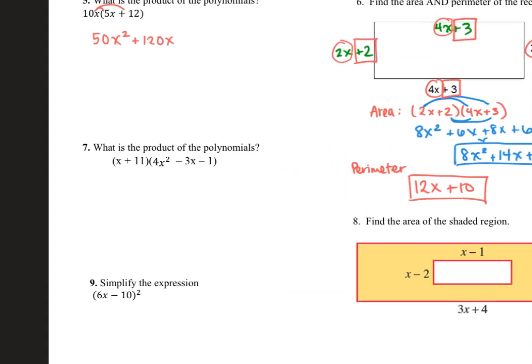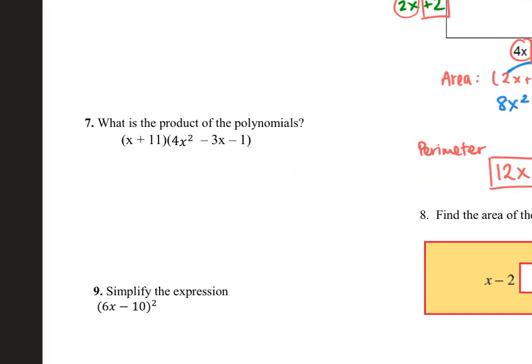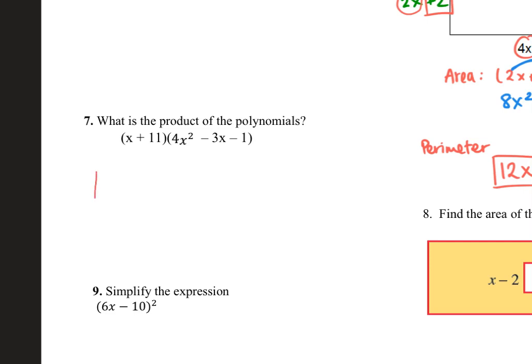All right, problem number 7, it says what is the product of the polynomials? So again, we're multiplying, but in this problem, since it's a little bit bigger, I'm going to go ahead and use the box to multiply. So since we're multiplying a 2 by 3, I'm going to draw a 2 by 3 box. This is x and 11. And then we have 4x squared minus 3x minus 1. And then we're going to multiply.